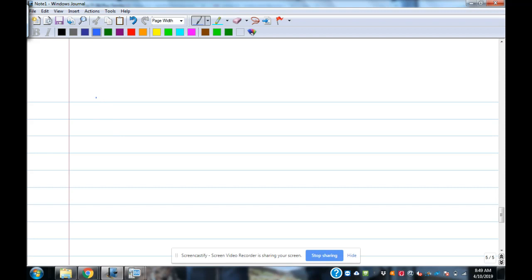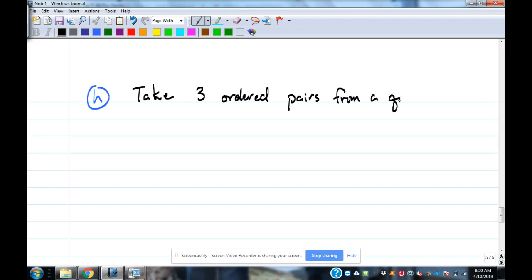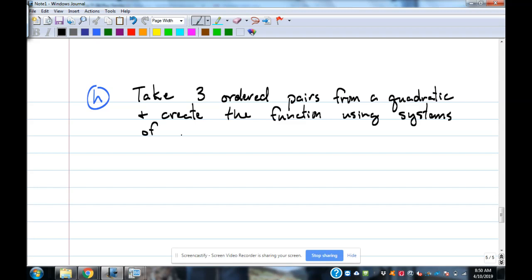Take 3 points, or 3 ordered pairs, from a quadratic and create a function using systems of equations. All right.